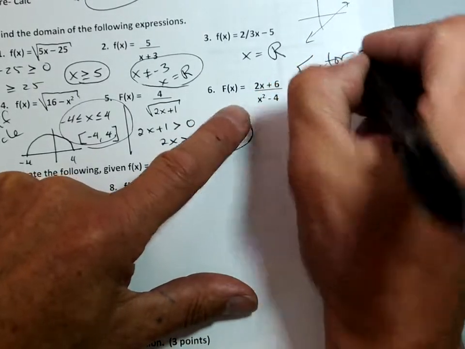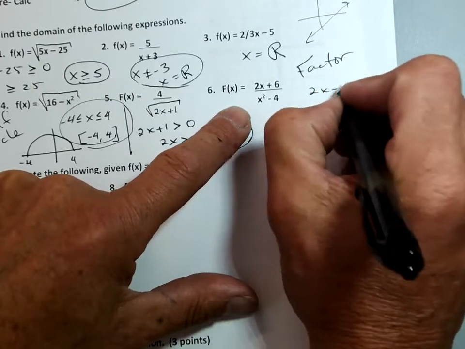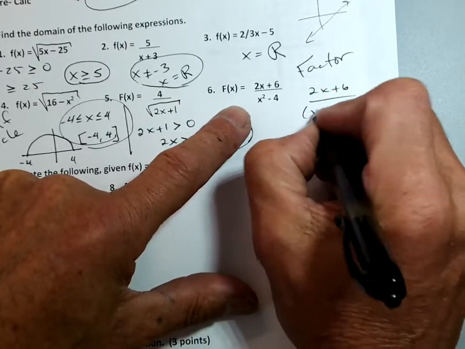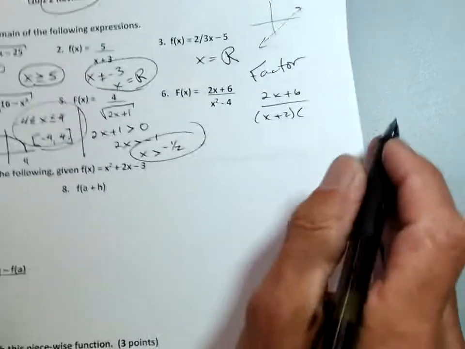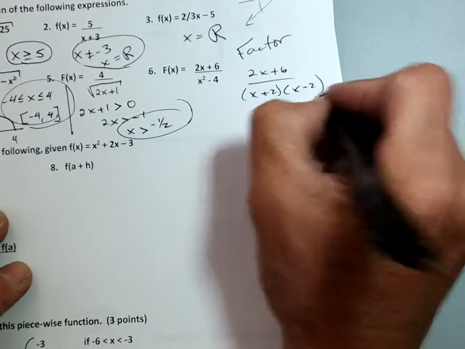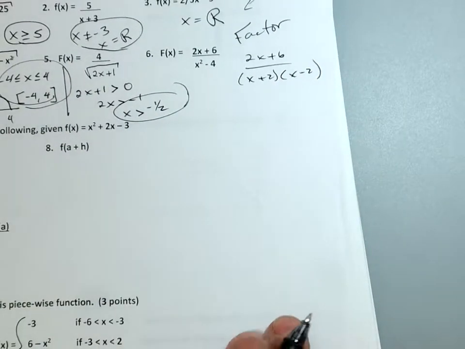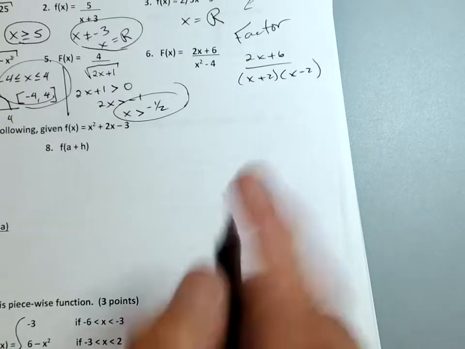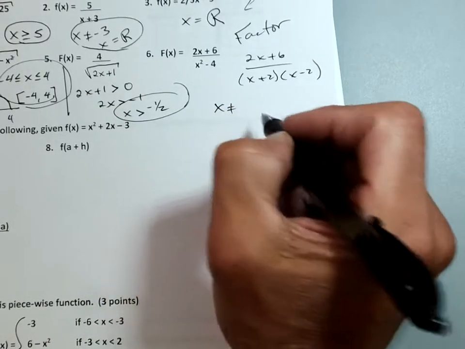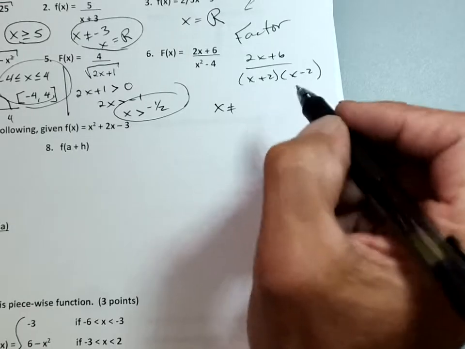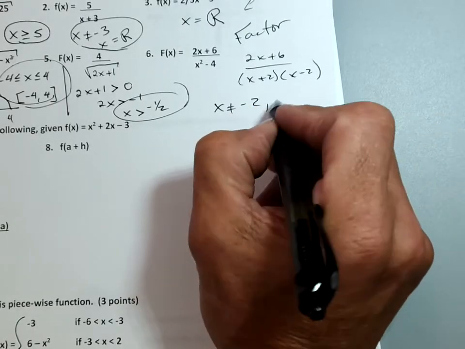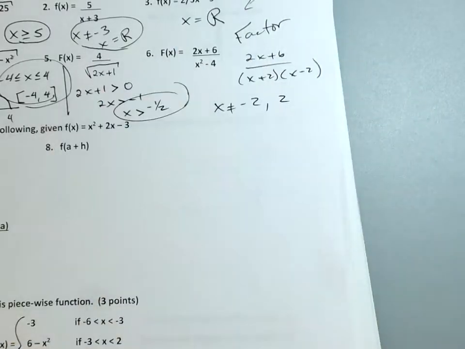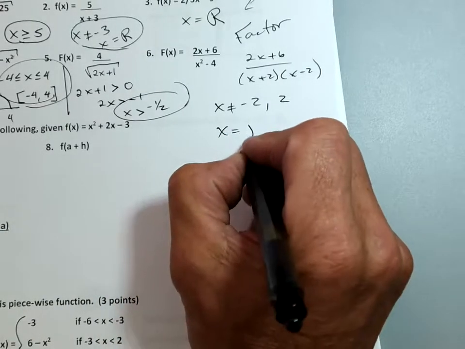Now, 6. What I would do on 6 is factor. I would rewrite it as 2x plus 6 over (x plus 2)(x minus 2). Can't divide by 0, so x cannot equal what? Cannot equal -2 and 2. But that's not the domain, that's the restriction. What's the domain? All real numbers, right?